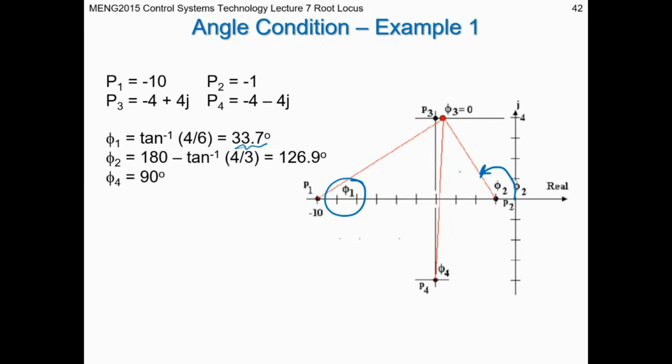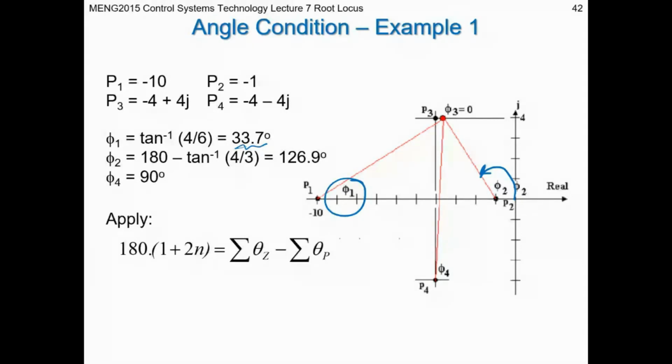So now we're taking our positive angle in the opposite direction. And then this one, P4, is a complex conjugate of P3. That means the angle from P4 to the closed loop root, that's an infinitesimal smidgen away from P3, is going to be 90 degrees because it's the complex conjugate. So that one's pretty obvious. Don't have to calculate anything there.